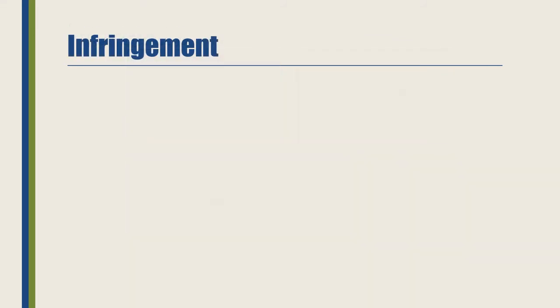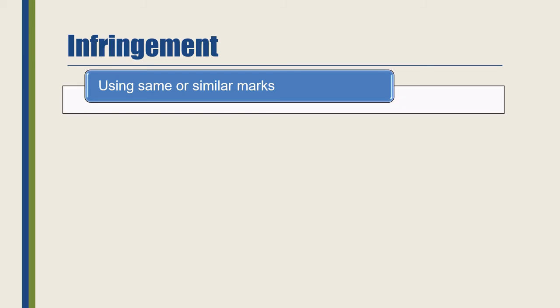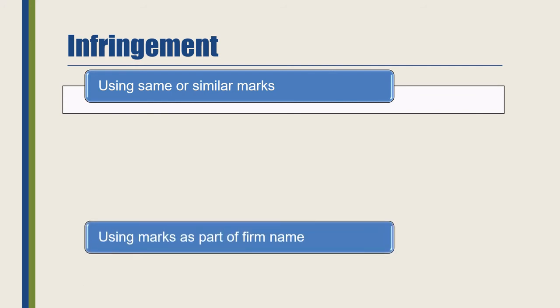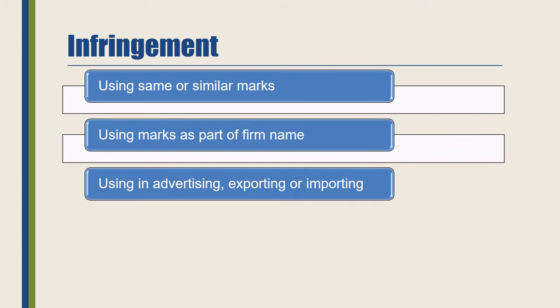Now, as far as a registered trademark is concerned, there is something called infringement. As I told you, all intellectual property rights are rights of exclusivity, and therefore no one should infringe your right. When you have the trademark right, no one should infringe your right. What is infringement? Let's see. Using the same or similar mark by any other person is an infringement. Using the same or similar mark not as a product, not as goods or services, but as a firm name or as a company name is also infringement of trademark.